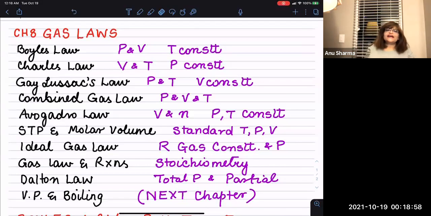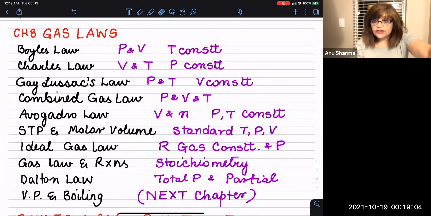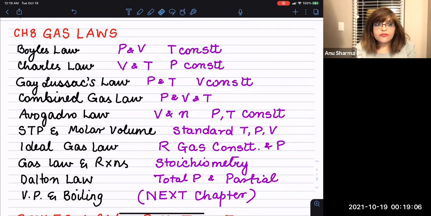Okay, so in chapter 8 we are now going to continue on with the gas laws. We have Boyle's law, Charles's law, Gay-Lussac's law, the combined gas law, and Avogadro's law. Then we're going to look at STP, which is the standard for molar volumes, and then the ideal gas law and reactions, which is stoichiometry, and Dalton's gas law. And as you can see, the different conditions.